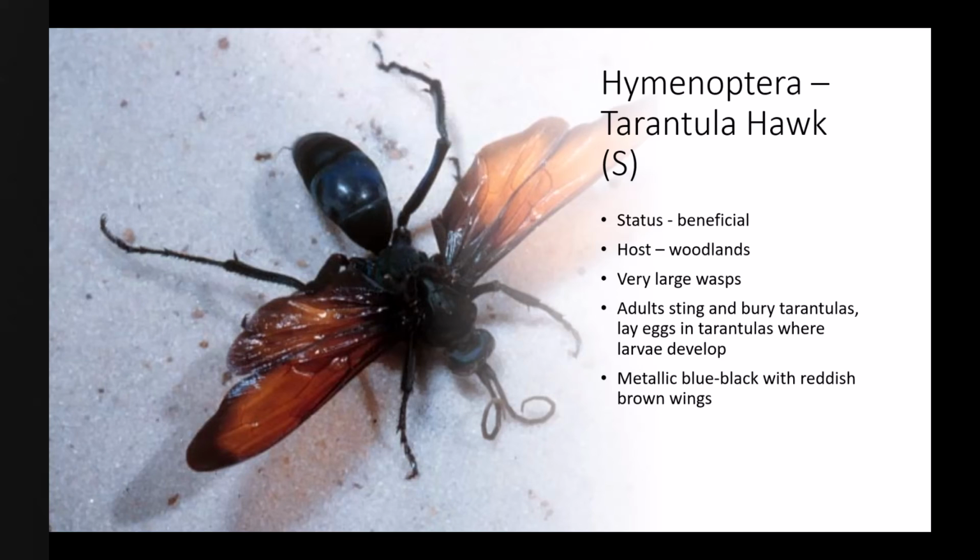The adults will sting a tarantula and pull it into the ground to allow their larvae to develop and feed on the tarantula. There are tarantula hawks, and then there's also spider wasps. Spider wasps tend to be a little bit smaller than these guys, whereas the tarantula hawks have this typical blue-black look, curly antenna, and deep, dark amber.